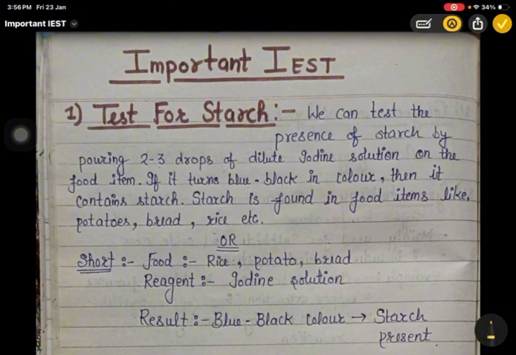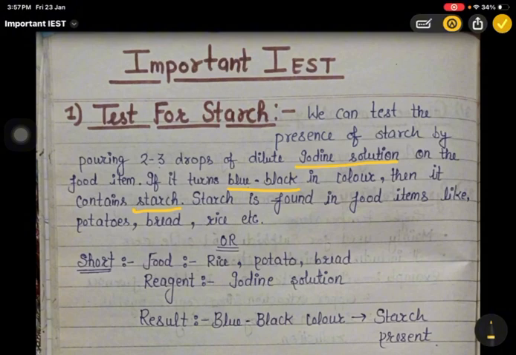This is a very simple test. You just need the food item and the iodine solution. We can test the presence of starch by putting 2 to 3 drops of dilute iodine solution on the food item. You just need any food item, and you have to put 2 to 3 drops of iodine solution on this. If you get blue black color, it means there is starch present.